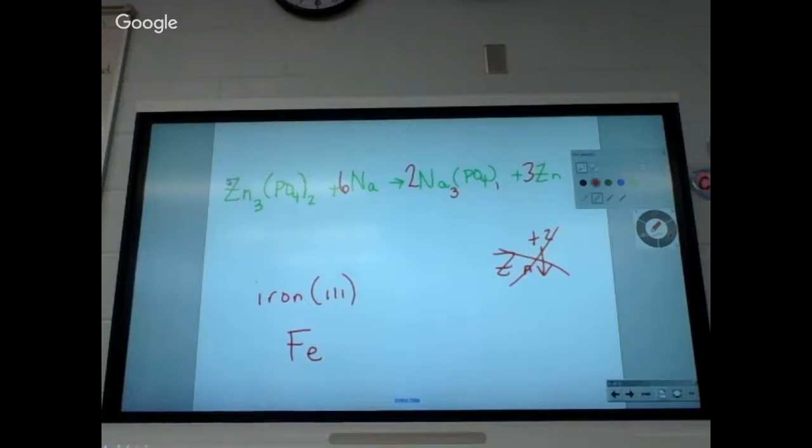All right, now make it balance. So how are you going to make it have 2? How many Nas did you make? Make 2 Nas. How many Fs did you make? How many Fs are there?